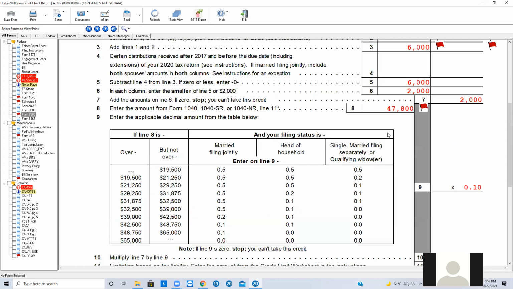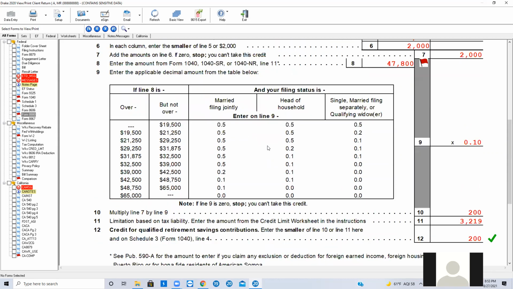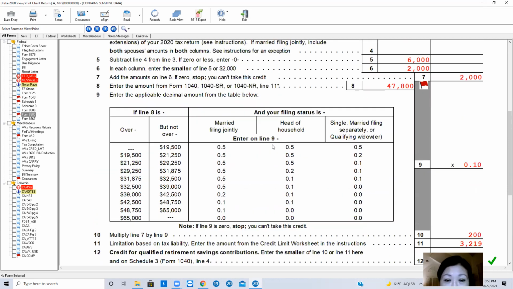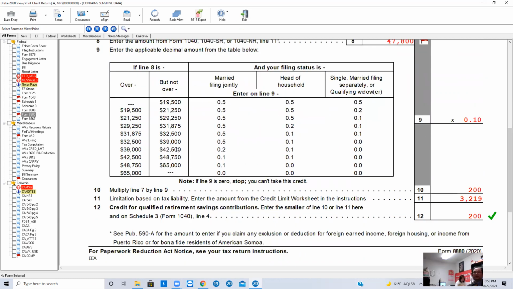Okay, that means the income is lower, the percentage is higher. Yeah, we can see. Got it. Yeah, that's good. Very good. Thank you.